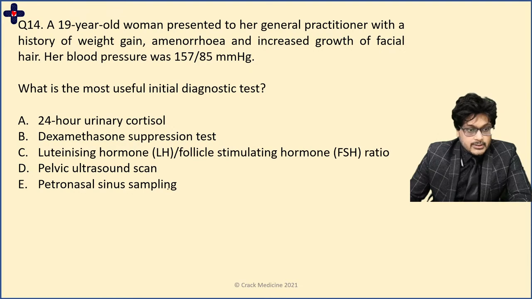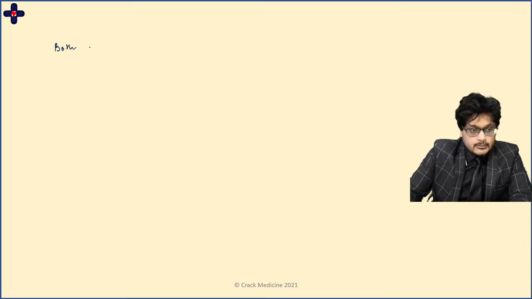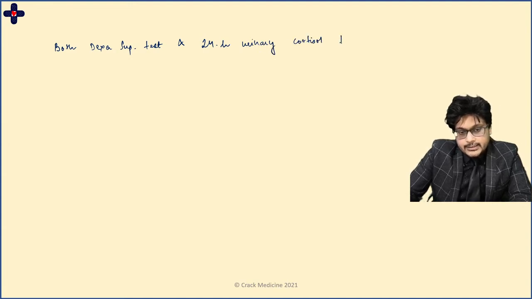Okay, so we have a lot of mixed responses, but remember guys, both of these tests are equally useful as an initial diagnostic test, okay? One more thing, it has not been mentioned over here whether this is a low dose or high dose. So you can be fairly sure that this is an initial test. I would actually prefer you to answer this one, okay? I understand that, please remember that both the dexamethasone suppression test and the 24-hour urinary cortisol collection are initial tests.